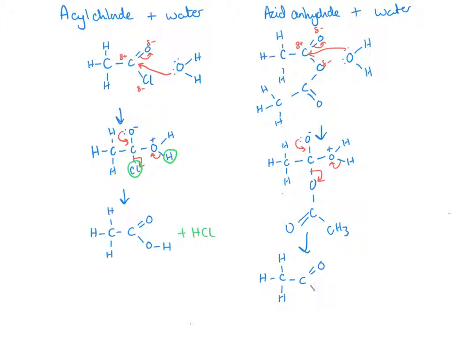So we end up with a carboxylic acid, same as in the previous reaction. And then let's see what else has been made. So we've lost a hydrogen and we've lost this molecule here. So if we put all that together, we've got a CH3, a C double bond O, an oxygen, and then we've got the hydrogen, which has come from the water. So we've actually got 2 carboxylic acids, which are identical, which have been formed from this.